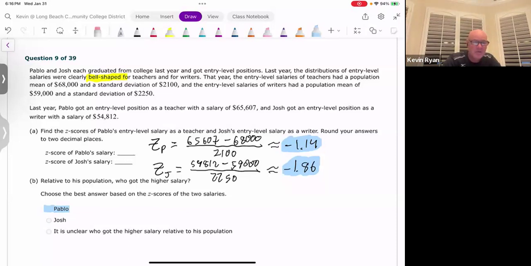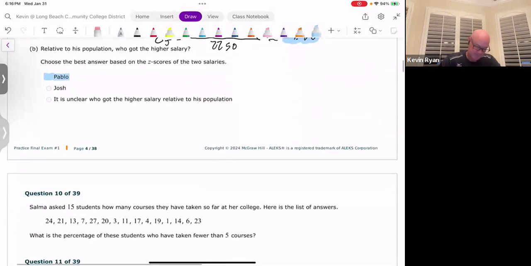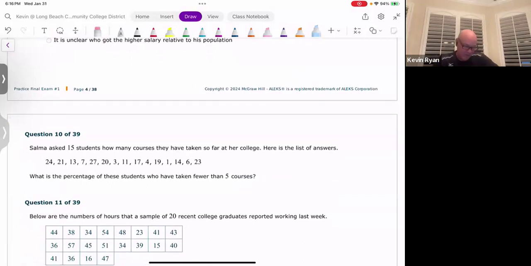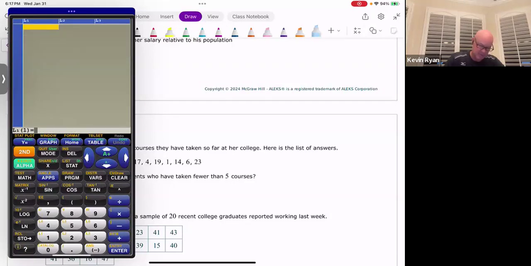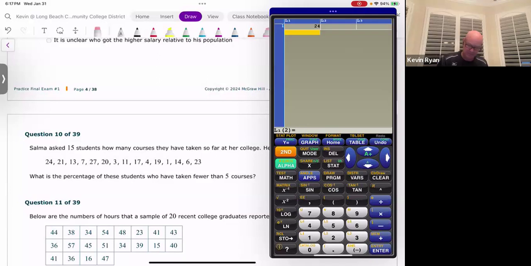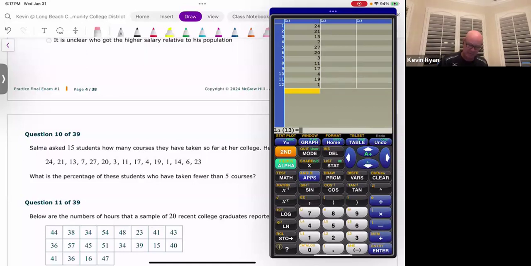Number 10. Selma asked 15 students how many courses they've taken so far at her college. Here's a list of answers. What is the percentage of students who have taken fewer than five courses? All right, so I need to sort this list. I'm going to go ahead and sort that.